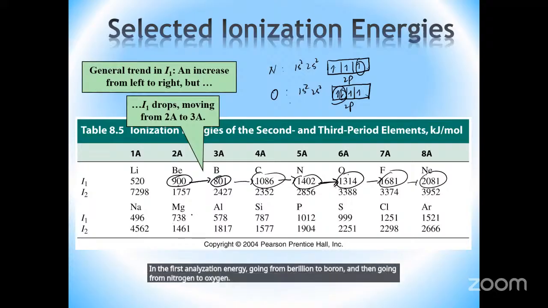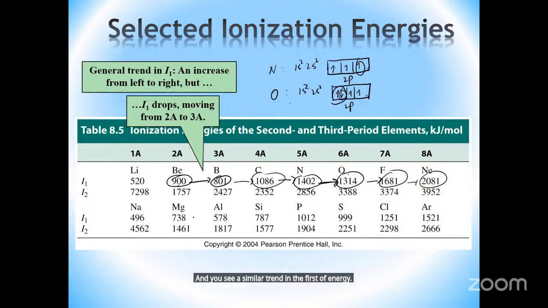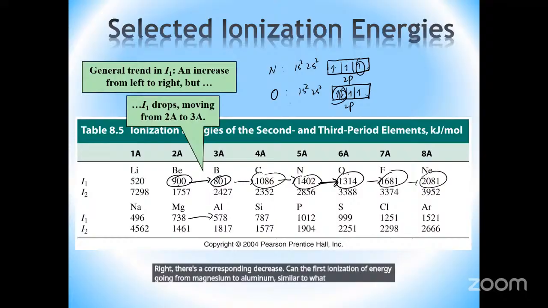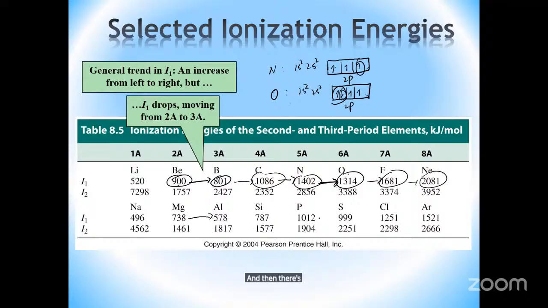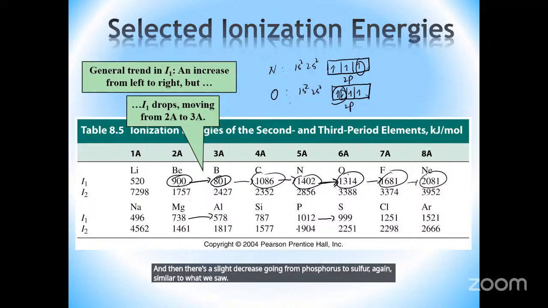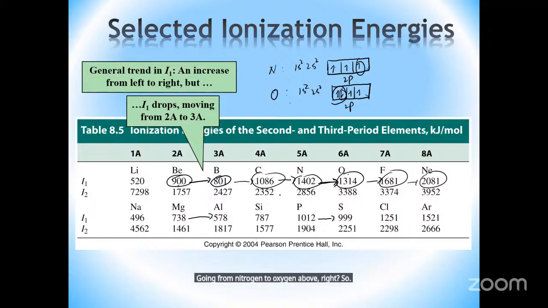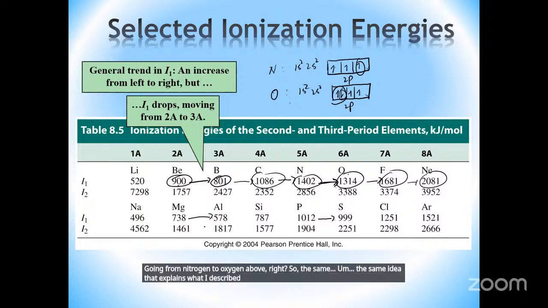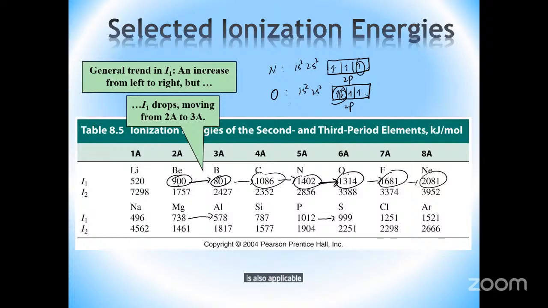And you see a similar trend in the first ionization energy for the elements that are just below the elements I referred to in the same group. So for example, in the case of magnesium, there's a corresponding decrease in the first ionization energy going from magnesium to aluminum, similar to what we saw going from beryllium to boron. And then there's a slight decrease going from phosphorus to sulfur, again, similar to what we saw going from nitrogen to oxygen above, all right? So the same idea that explains what I described earlier in period 2 is also applicable when it comes to going from magnesium to aluminum and going from phosphorus to sulfur, all right?